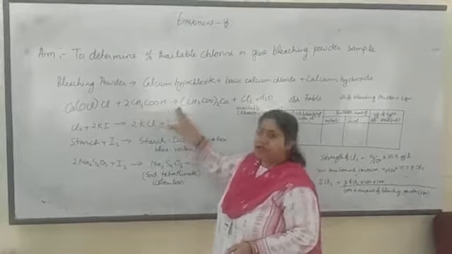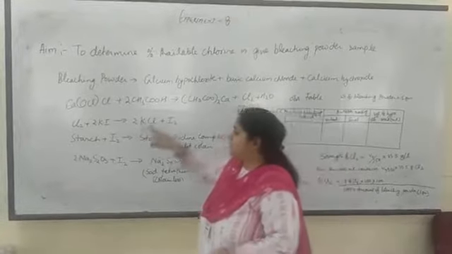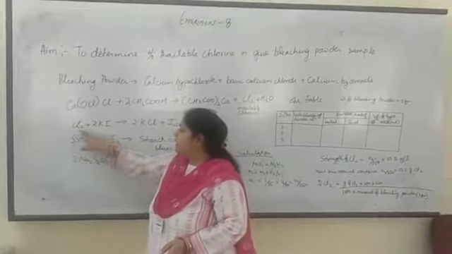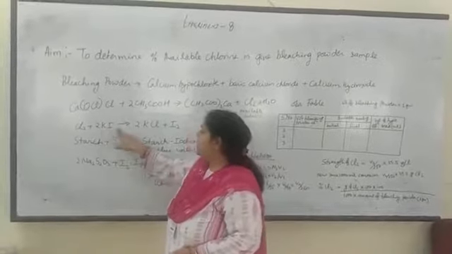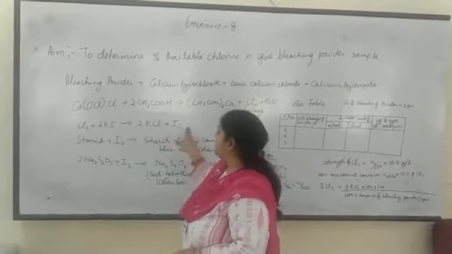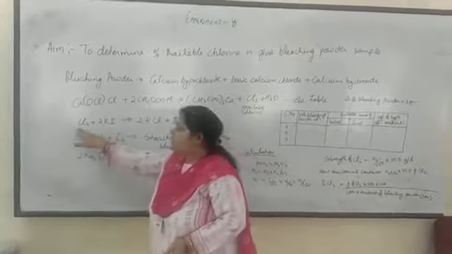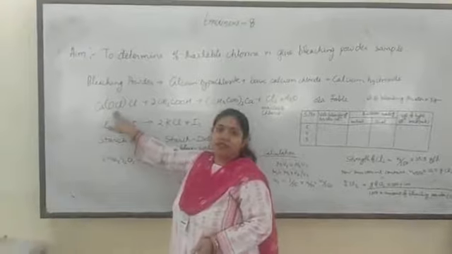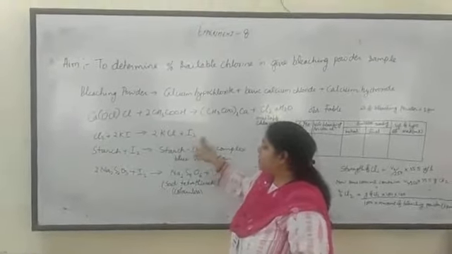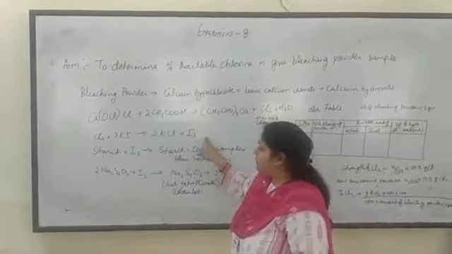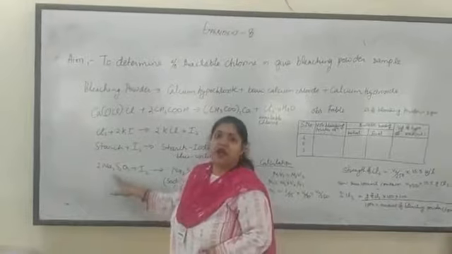So to determine the available chlorine in bleaching powder, first the bleaching powder is reacted with acetic acid, then some amount of chlorine is liberated. After this, the liberated chlorine reacts with the potassium iodide and an equivalent amount of iodine is liberated. So this liberated iodine will be equivalent to the liberated chlorine from the bleaching powder. Now we will determine this liberated iodine by titrating it with sodium thiosulfate solution, which is also known as hypo solution.